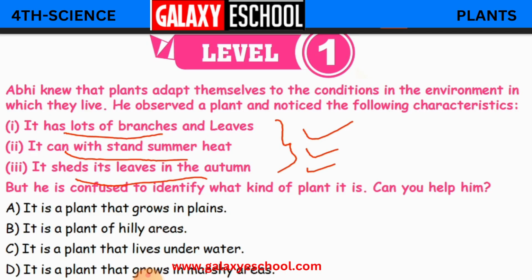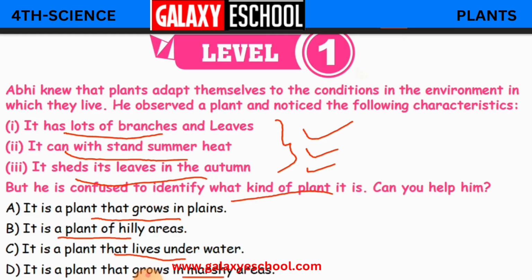Can you help him? So he is not able to find out what kind of plant it is. So let us help him. And the options here are: it is a plant that grows in plains. It is a plant of hilly areas. It is a plant that lives under water. It is a plant that grows in marshy areas.